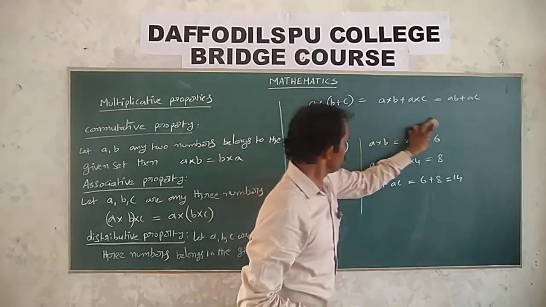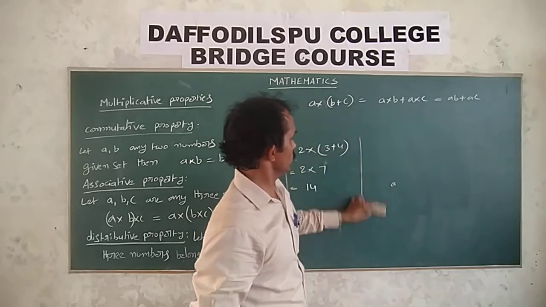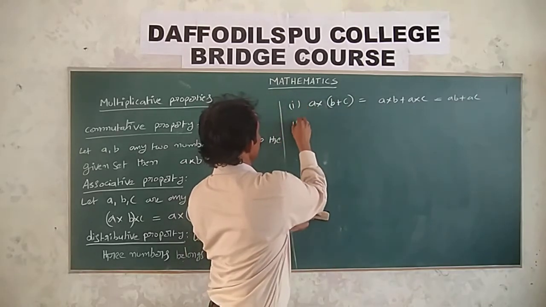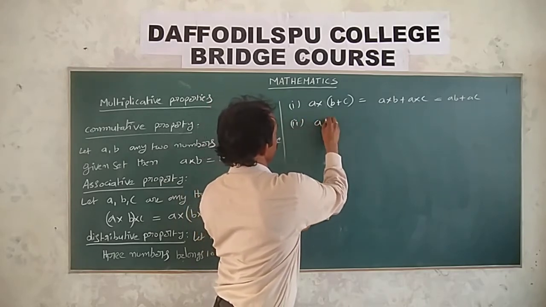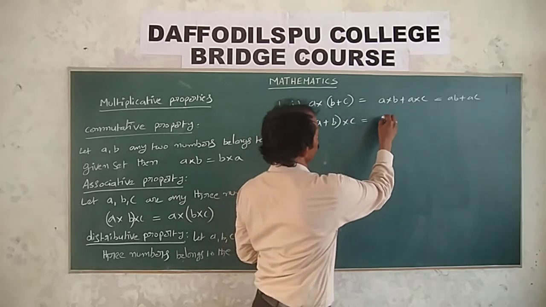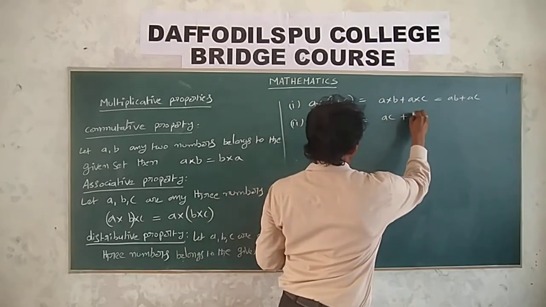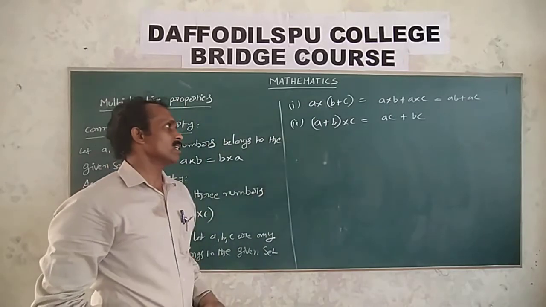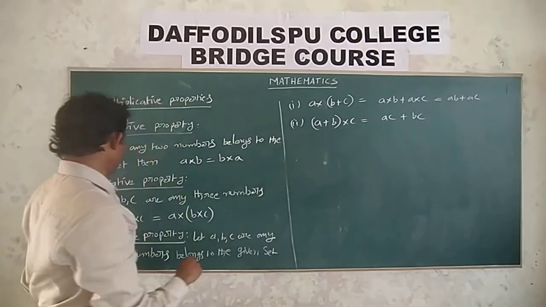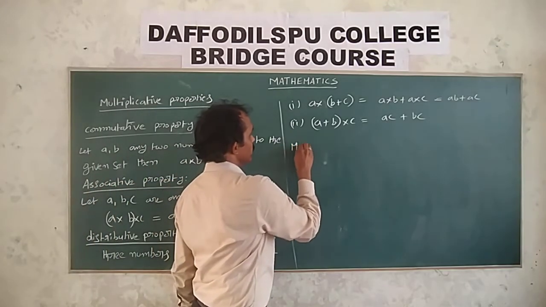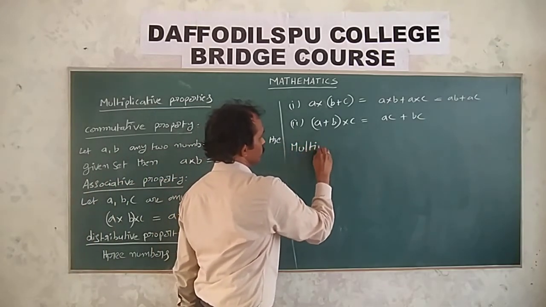Next, this was the first distributive law. Second, A plus B into C is equal to AC plus BC. Take an example, the same as before. This is the distributive property. Next, multiplicative identity.